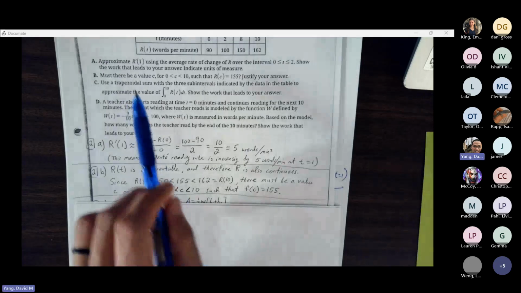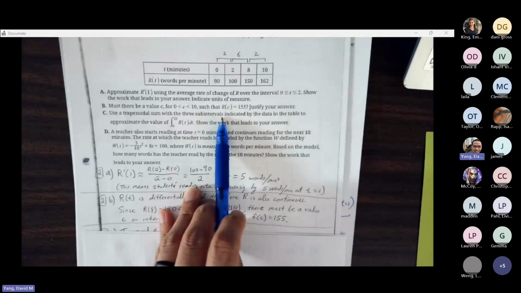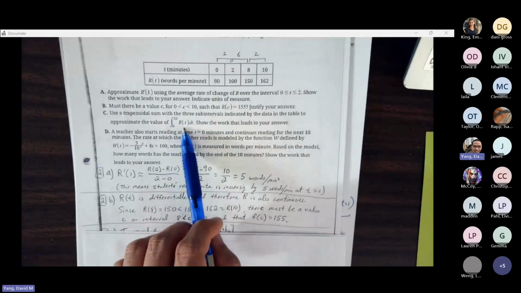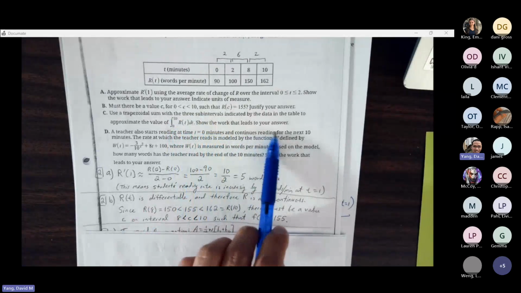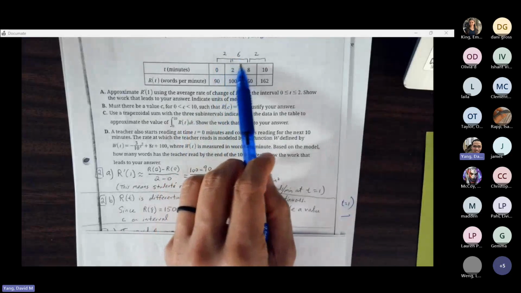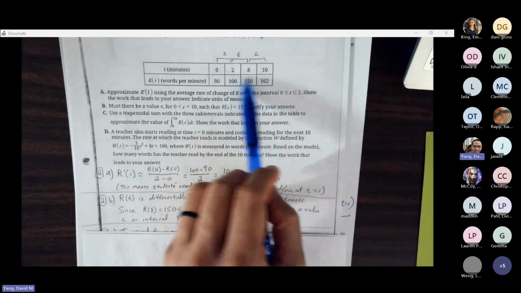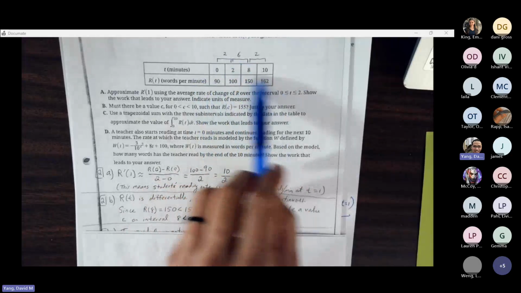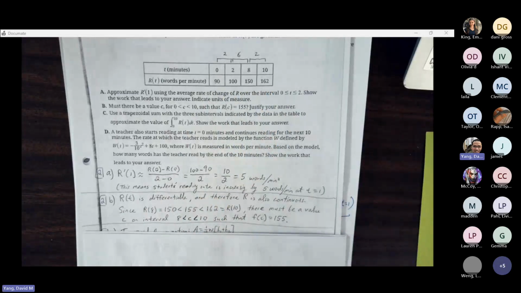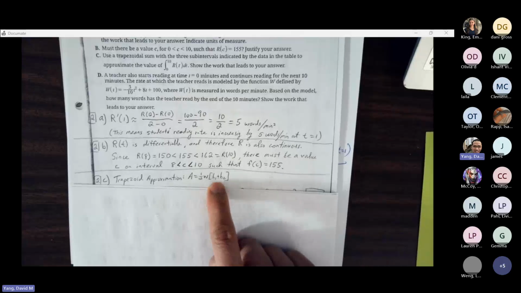Part C: use the trapezoid sum with 3 subintervals indicated by the data in the table to approximate the definite integral from 0 to 10 of R of t. Show the work that leads to your answer. This is pretty straightforward. For trapezoid, we set up our intervals and identify the width by subtracting the t values, then pull the heights from the second row, R of t. Remember, the formula for a trapezoid is 1/2 width times height 1 plus height 2. We just build out 3 trapezoid areas for our 3 subintervals.